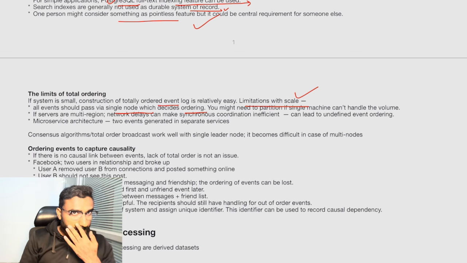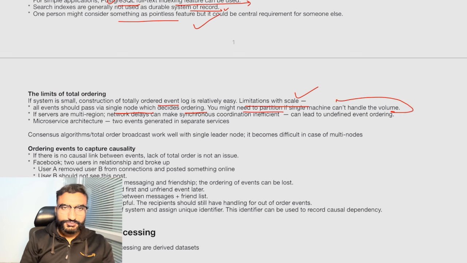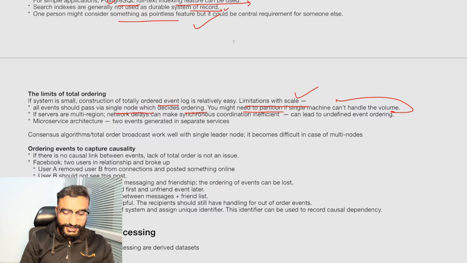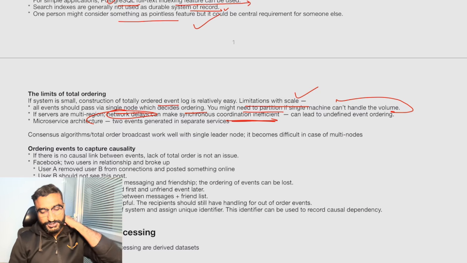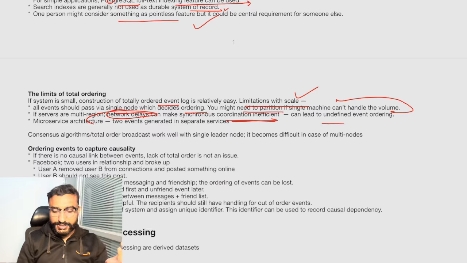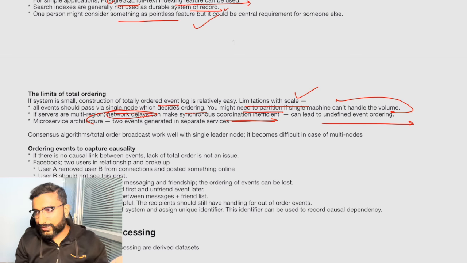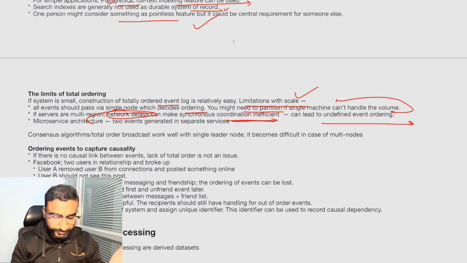Now, let's say that single node might not be able to handle it. So if a single machine can't handle the volume, you will need to partition. You will have to create those partitions, and then the ordering will be ensured among those partitions. And if the servers are multi-region, that's another hurdle which you can encounter. Then there can be network delays, which can make synchronous coordination inefficient, and it can lead to undefined event ordering. This can happen when there are nodes in multiple regions, or your partitions are in multiple regions, and then it can cause issues.